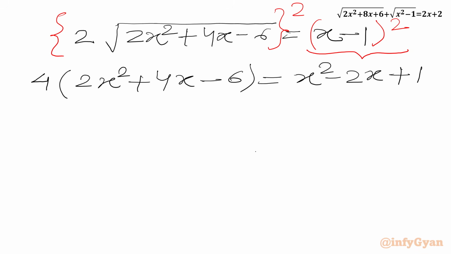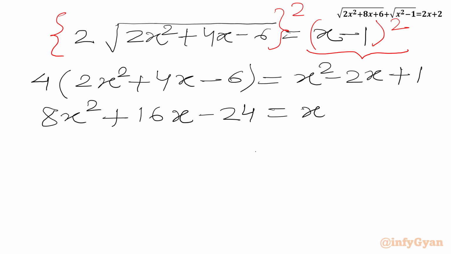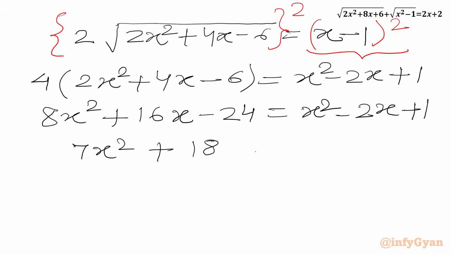Now we will expand our LHS. 8x square plus 16x minus 24 will be equal to x square minus 2x plus 1. We'll take all the terms to the left hand side. 8x square minus x square is 7x square. 16x plus 2x is 18x. Minus 24 minus 1 is minus 25 equal to 0.